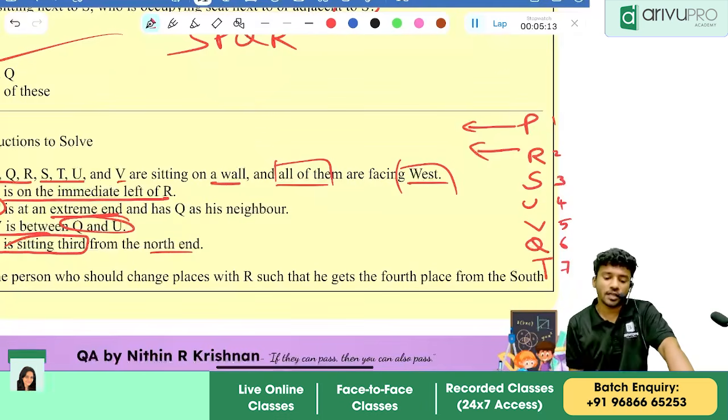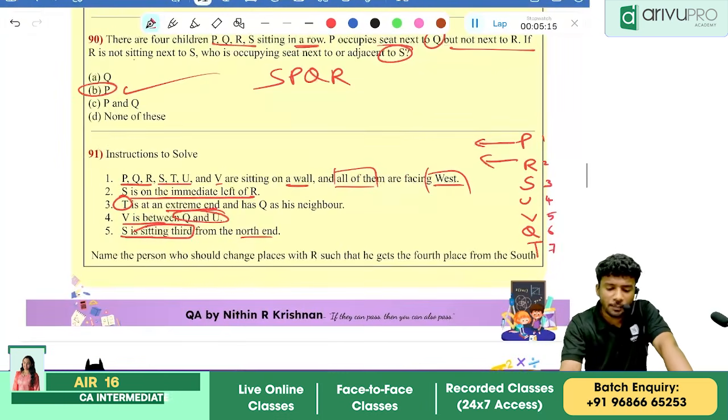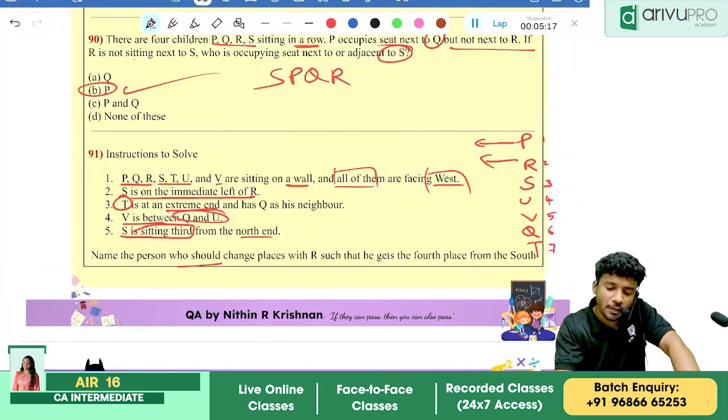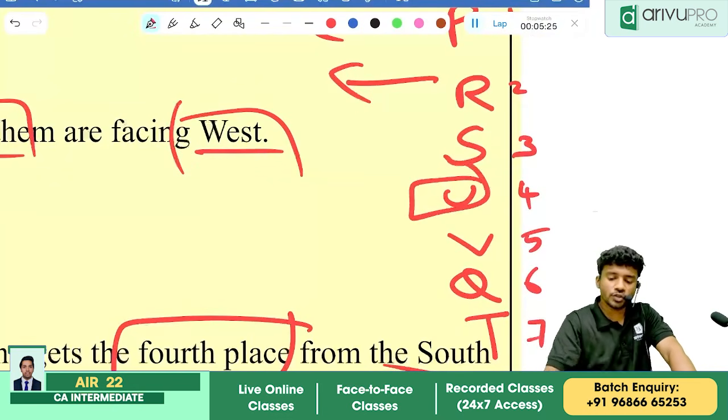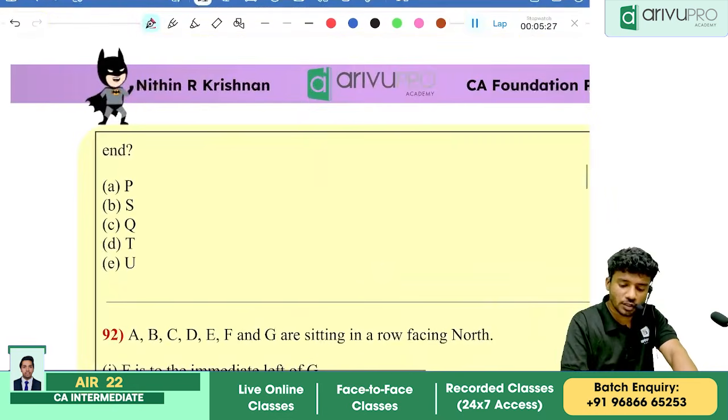Now the question is, name the person who should interchange place with R such that he gets fourth place from the south end. Who should interchange? You should interchange. So the answer is what? You.